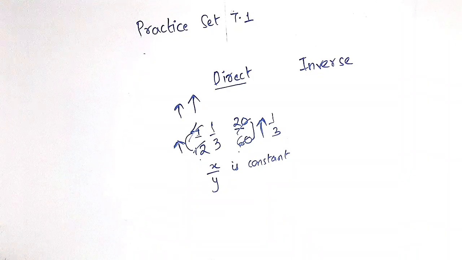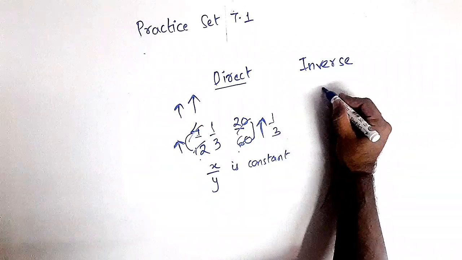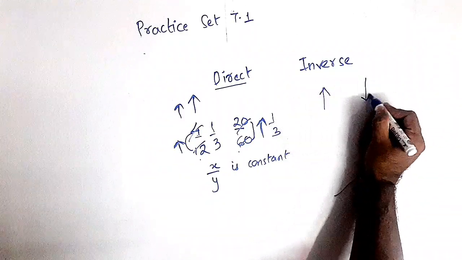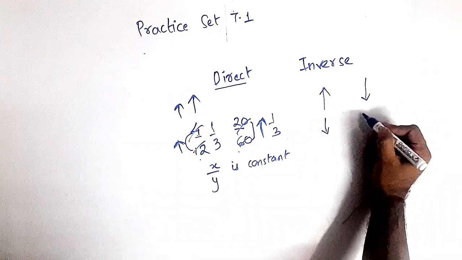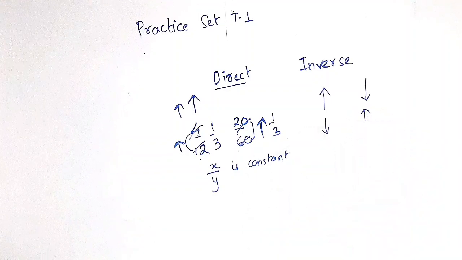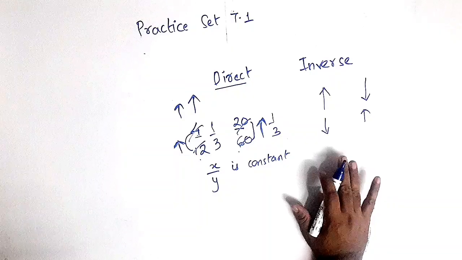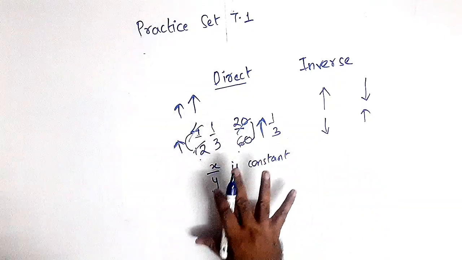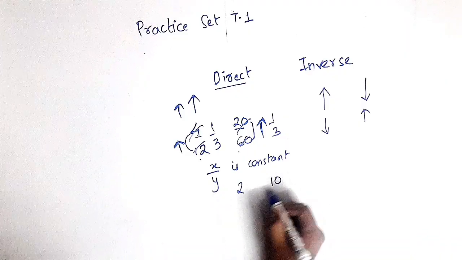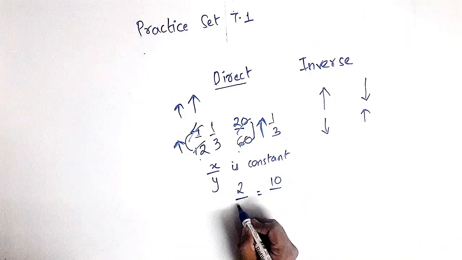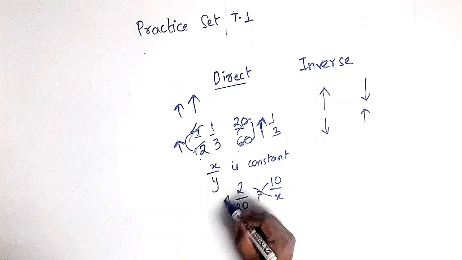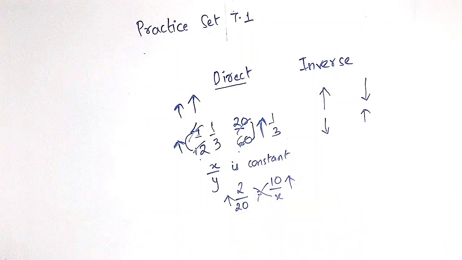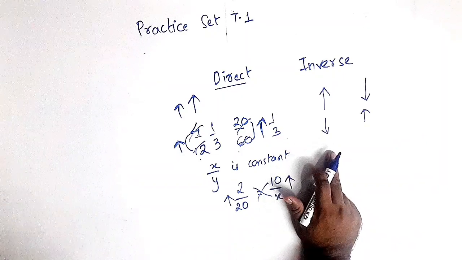Similarly in inverse variation, if one quantity increases, the other decreases. So here if one decreases, the other increases, vice versa. There are some problems where we cannot cross multiply. If I give you an example like this, 2 notebooks cost 10 rupees, so what is the cost of 20 notebooks? You can cross multiply and get the answer, because the number of notebooks is increasing, so the price will also increase. But there are some problems where you cannot cross multiply.